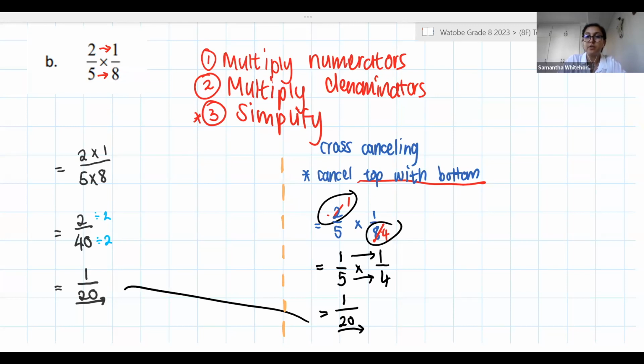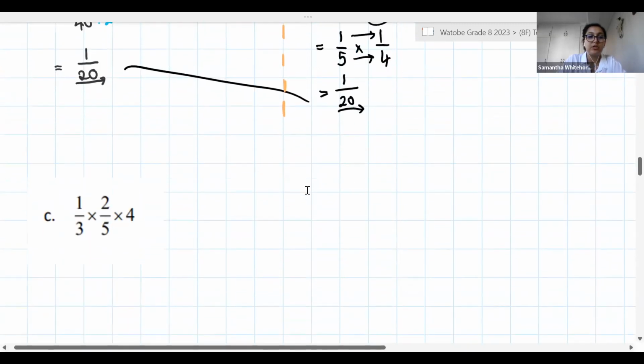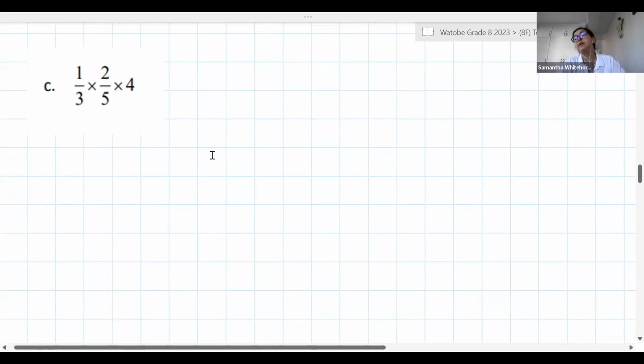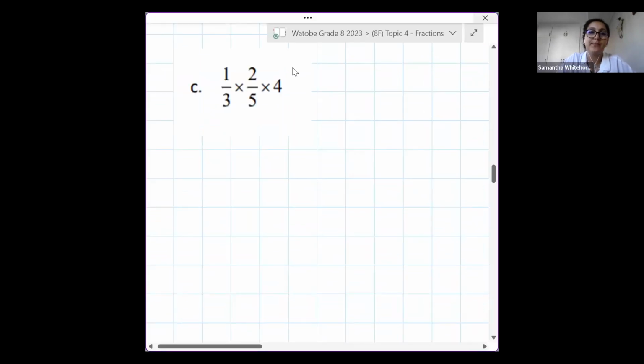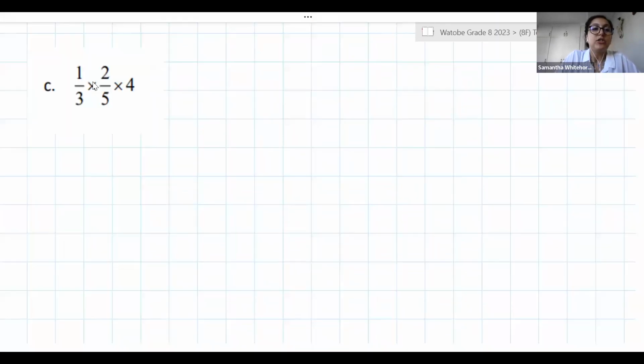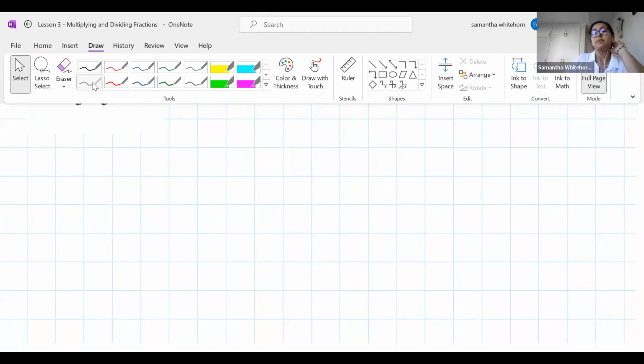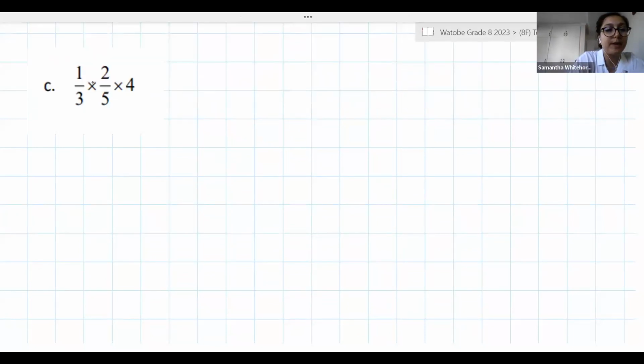Alrighty. So let's have a look at a third one in terms of multiplying fractions and see how we do. So here's question C. Now again, I'm going to let you try, but let's just make sure we all understand what's going on here. Sorry, my screen just went small. So what we have here is 1/3 times 2/5 times 4. Now remember, guys, I said to you, always try and write everything as a fraction. So 1/3 times 2/5 times 4/1.